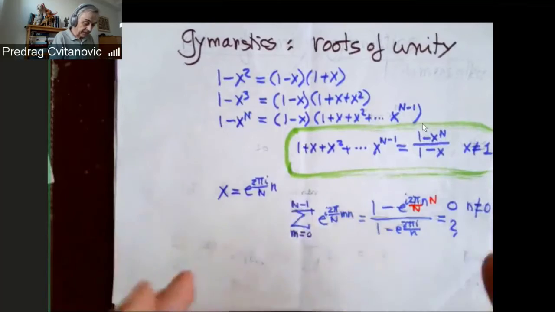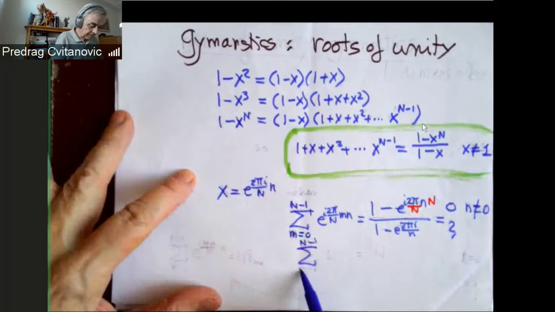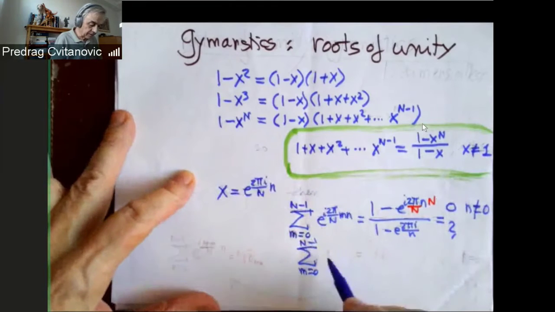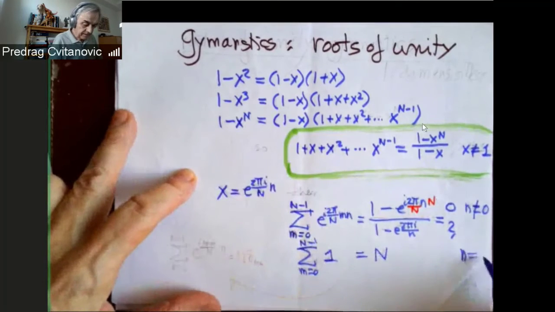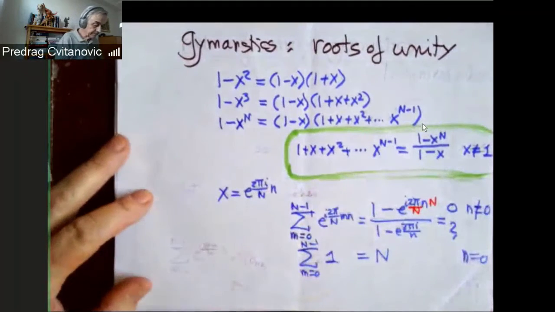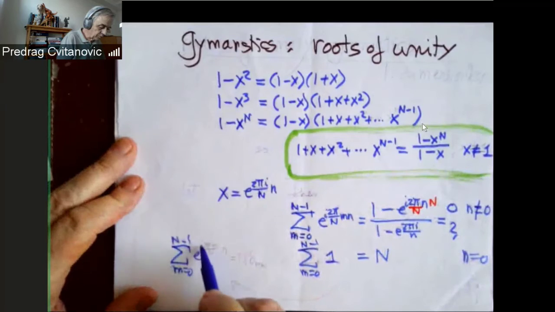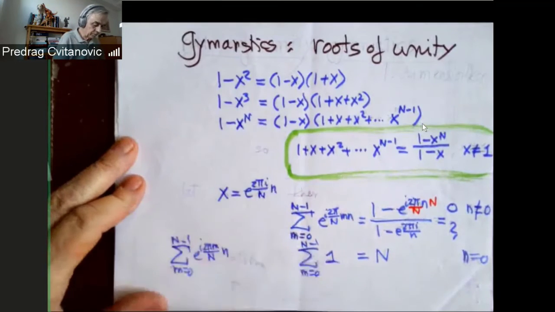But then I look at the left-hand side and I observe that the exponent m equals 0. All of these are exponentials to the power 0, so they're ones. So this is just a sum of n ones. It turns out this representation, if I know both sides of it, gives me a formula. It says the sum over m equals 0 to n minus 1 of e to the 2 pi i m over n, for any root of unity.